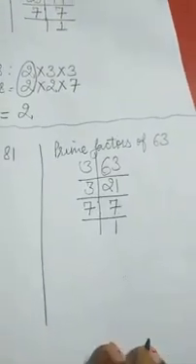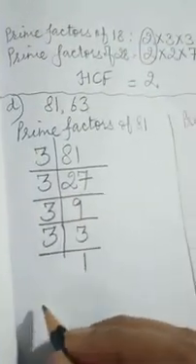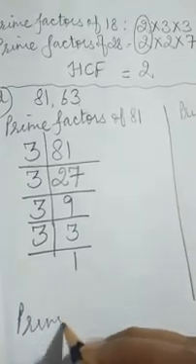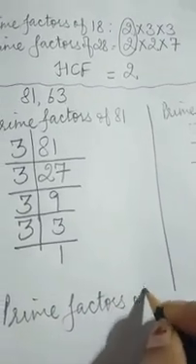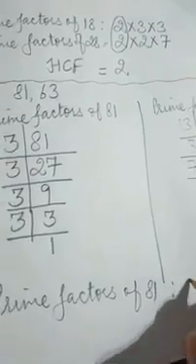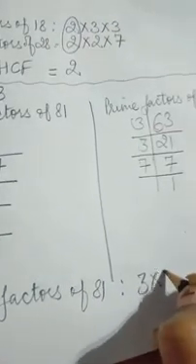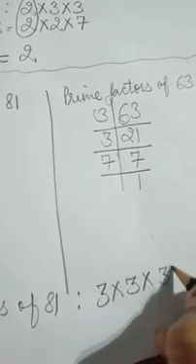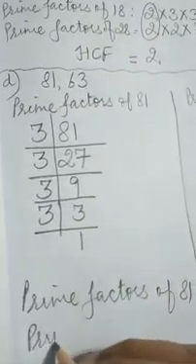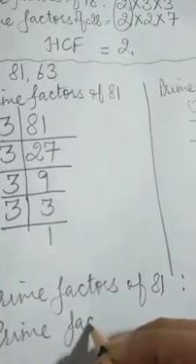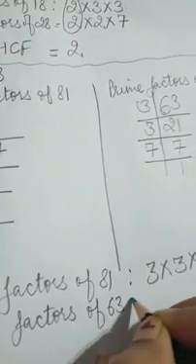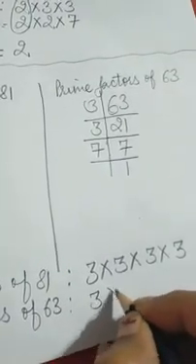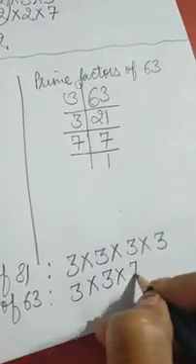Yes, like this we got the prime factors of 63. Here we will write prime factors of 81. What are the prime factors of 81? 3 multiply 3 multiply 3 multiply 3. Then prime factors of 63. Yes, 3 multiply 3 multiply 7.